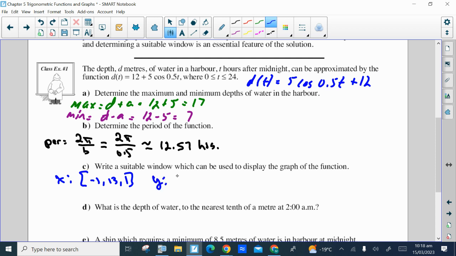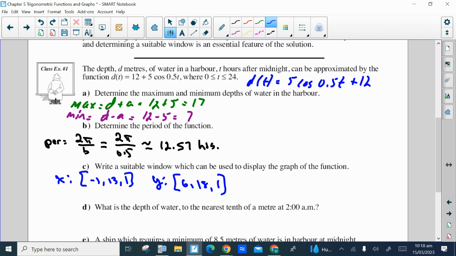And then for our y min and max, that's where the min and max that we calculated in part A comes in. This graph has a minimum value of 7, a maximum value of 17. So maybe we might choose to go from 6 to 18. And maybe a scale of 1 or 2. It doesn't really matter what the scale is.